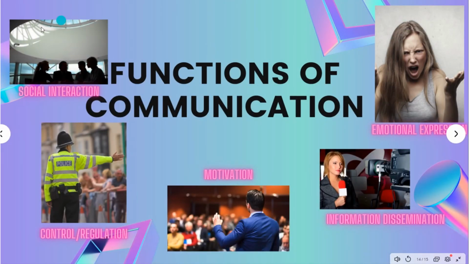So the first picture is a perfect example of social interaction. The second one, wherein we have a policeman directing traffic on the road, is an example of control or regulation. The third photo is, of course, motivation. We have a speaker motivating his listeners. Picture number 4 is an example of emotional expression. And the last one, wherein we have a female TV reporter, is, of course, information dissemination.